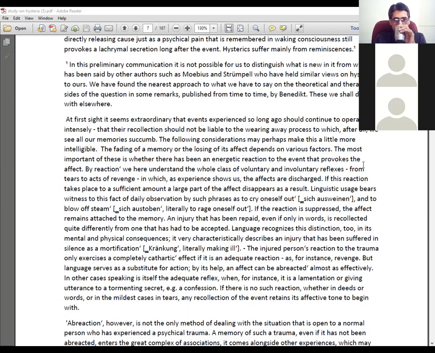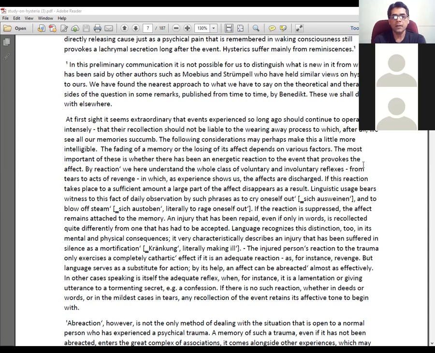Language recognizes this distinction too in its mental and physical consequences. It very characteristically describes an injury that has been suffered in silence as a mortification. The injured person's reaction to the trauma only exercises a completely cathartic effect if it is an adequate reaction, as for instance, revenge. But language serves as a substitute for action. By its help, an effect can be abreacted almost as effectively.